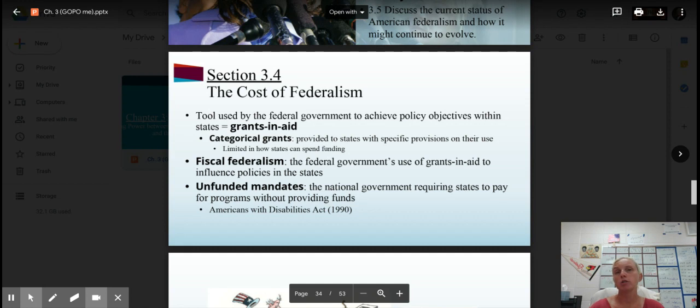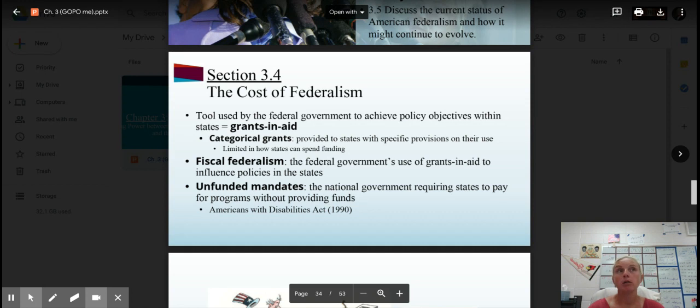And this is known as fiscal federalism, where the government gives money to the states and they use it for whatever project they can. But this is the federal government's way of influencing what goes on in the states. So it takes away some of the power from the states. But the states are kind of okay with it because they're getting federal money. But sometimes, every now and then, the federal government says, states, you have to do this, but we're not going to give you any money for it.